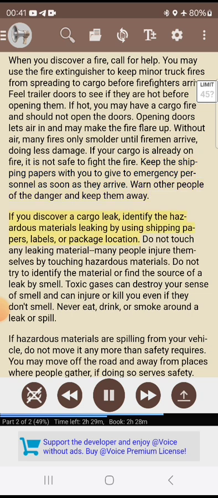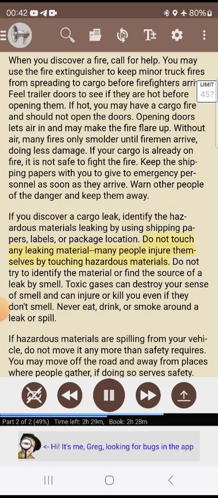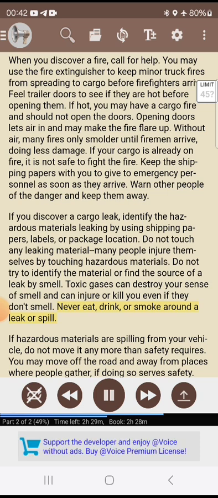If you discover a cargo leak, identify the hazardous materials leaking by using shipping papers, labels, or package location. Do not touch any leaking material. Many people injure themselves by touching hazardous materials. Do not try to identify the material or find the source of a leak by smell. Toxic gases can destroy your sense of smell and can injure or kill you even if they don't smell. Never eat, drink, or smoke around a leak or spill.